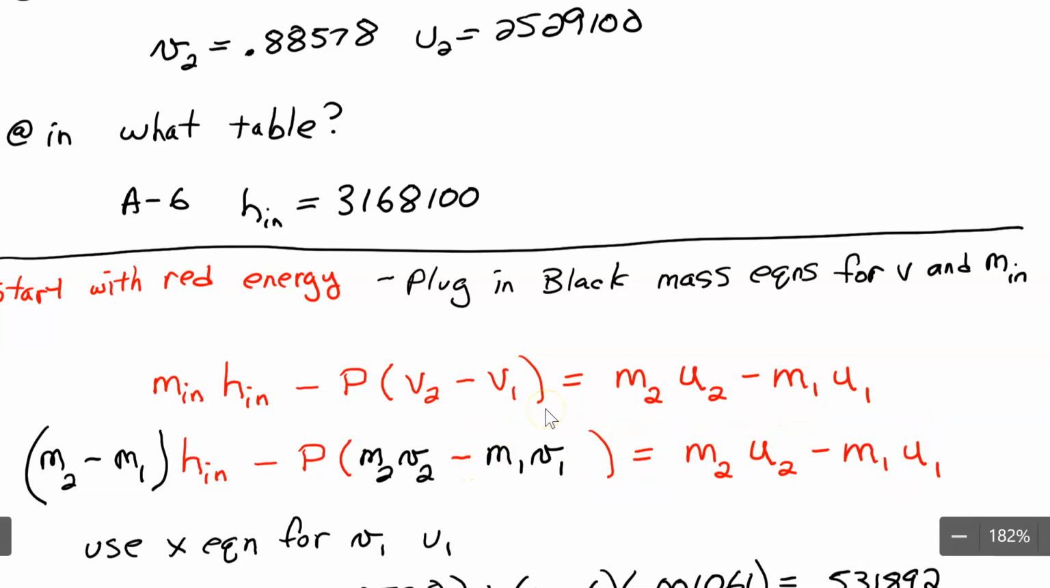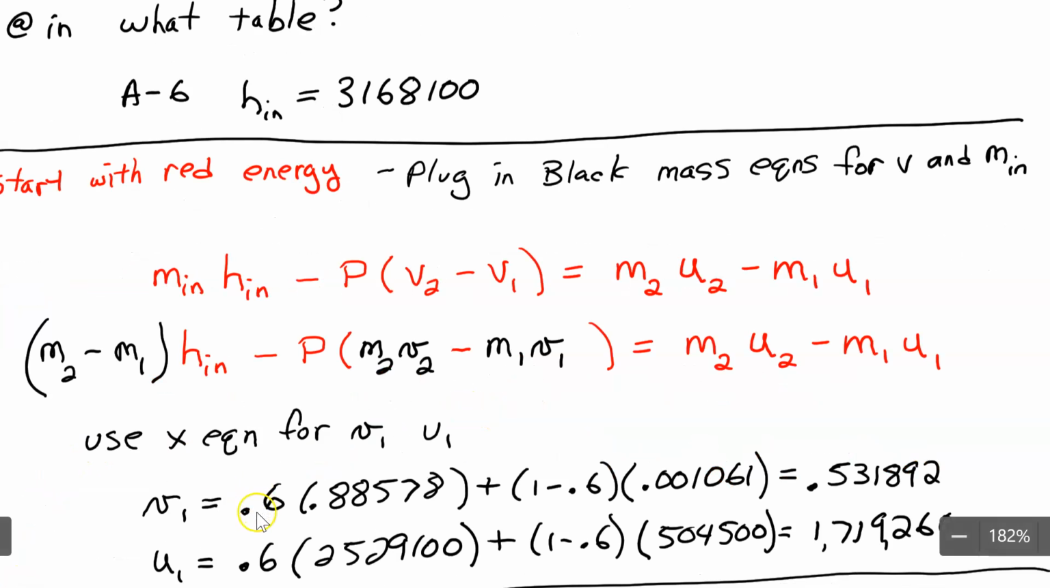So now I'm going to use the value of X and find the V1 and the U1. See if you can do that. Okay, here's the X equation for finding the mixture for the initial condition. The X was 0.6. This is the gas. This is 1 minus 0.6, and this is the liquid volume. And so I get a mixture volume of this. The internal energy for the mixture is the same X equation, just using different liquid and gas.